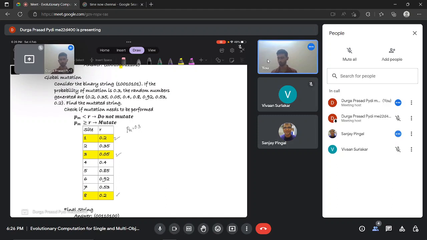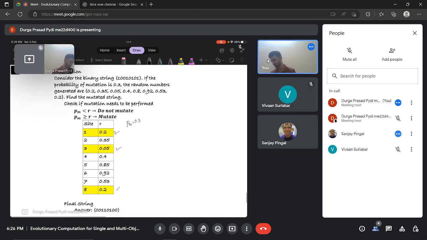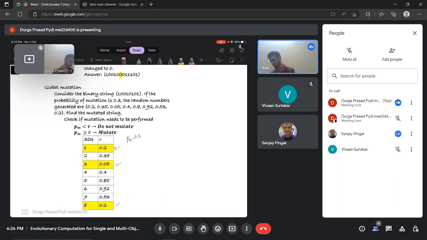I hope this is clear. So the first, third and eighth ones will be changed. You'll be getting 0, 0, 1, 1, 0, 1, 0, 0. This is your final mutated string.